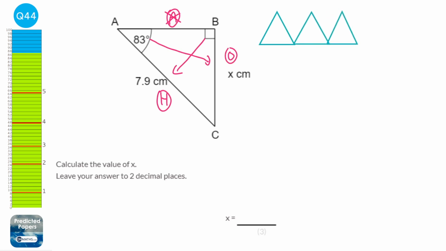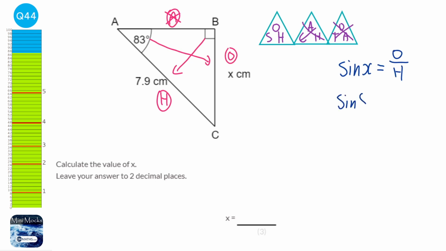for SOHCAHTOA. So I'm going to have SOHCAHTOA. And we've crossed out the A, so we're going to cross out the CAH and the TOA because they both involve an A. That leaves SOH, and SOH is short for sine x, or sine the angle equals the opposite over the hypotenuse. So the angle is 83, so it's going to be sine 83 equals the opposite, which we've labelled as x, over 7.9.